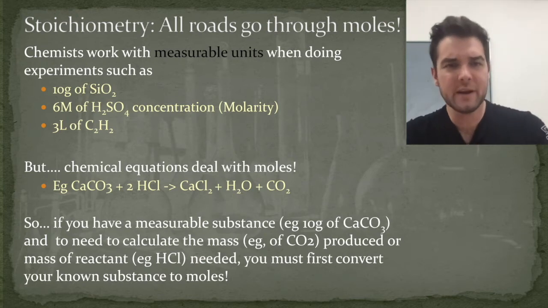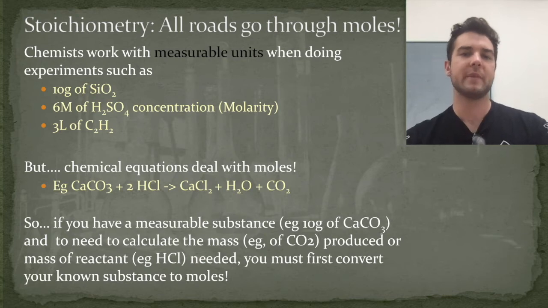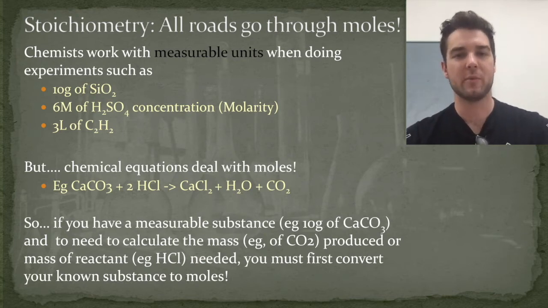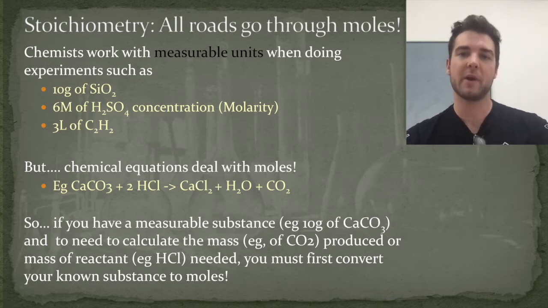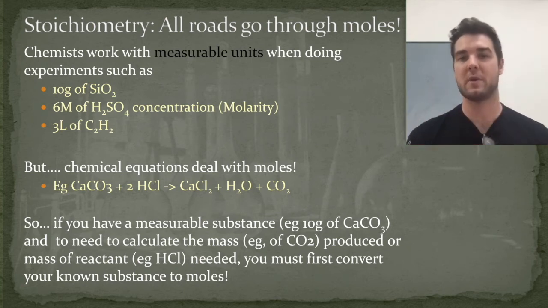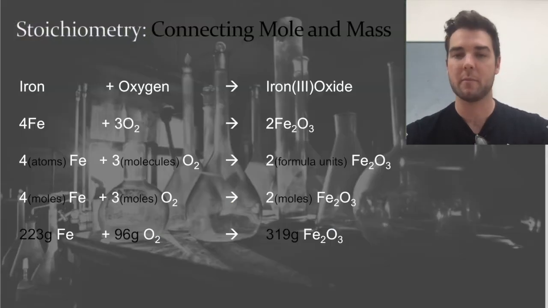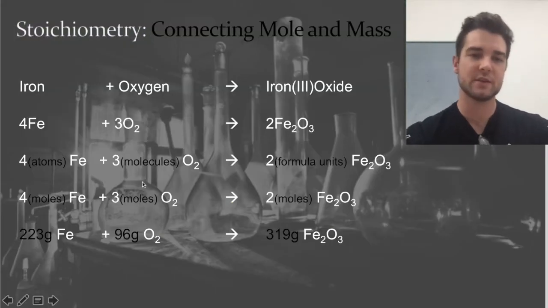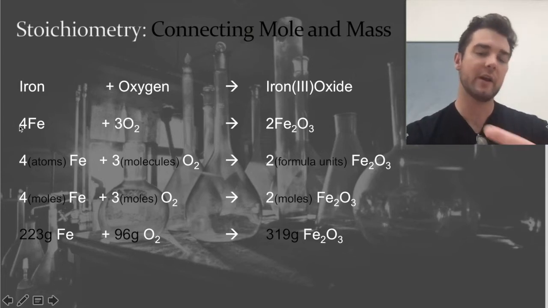Now, let me explain why we need to use the mole. Because chemists work with measurable units when doing experiments. So if I'm weighing something, I'm going to be weighing it in terms of grams. I'm going to be measuring the concentration, we call that molarity. Or maybe I'll be able to measure its volume in terms of liters. But chemical equations deal with moles. I'll go back to this slide in a moment, but when we look at a chemical reaction, I can look at it in a few ways.